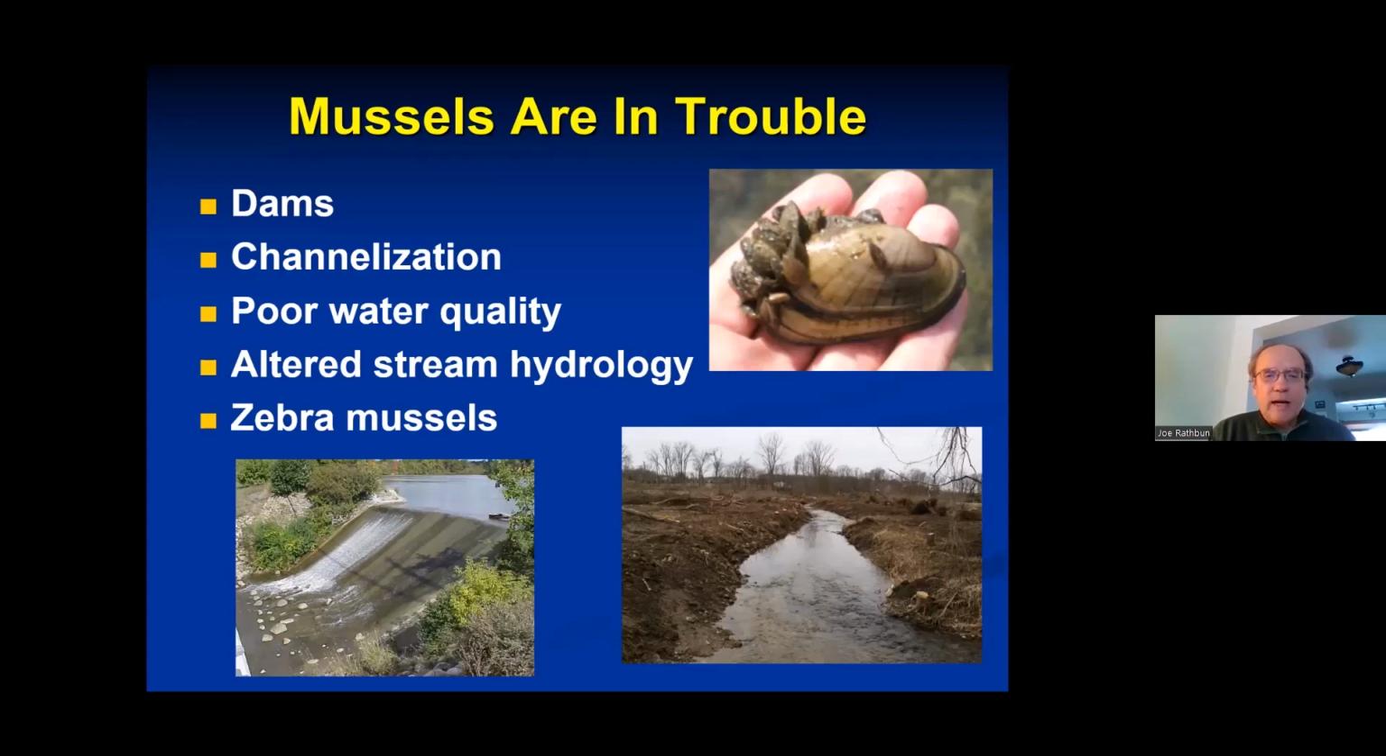Altered stream hydrology. This is a common problem in urban areas where you have a lot of impervious pavement. Rainfall hits that pavement, rushes into the river rather than percolating down through the soil, and consequently the stream is very, very flashy. It increases in flow volume and velocity very, very quickly and then comes back down. That is very erosive, and it destabilizes the stream beds, eliminating mussels. And zebra mussels, of course, are a gigantic problem that we're not likely to ever recover from.